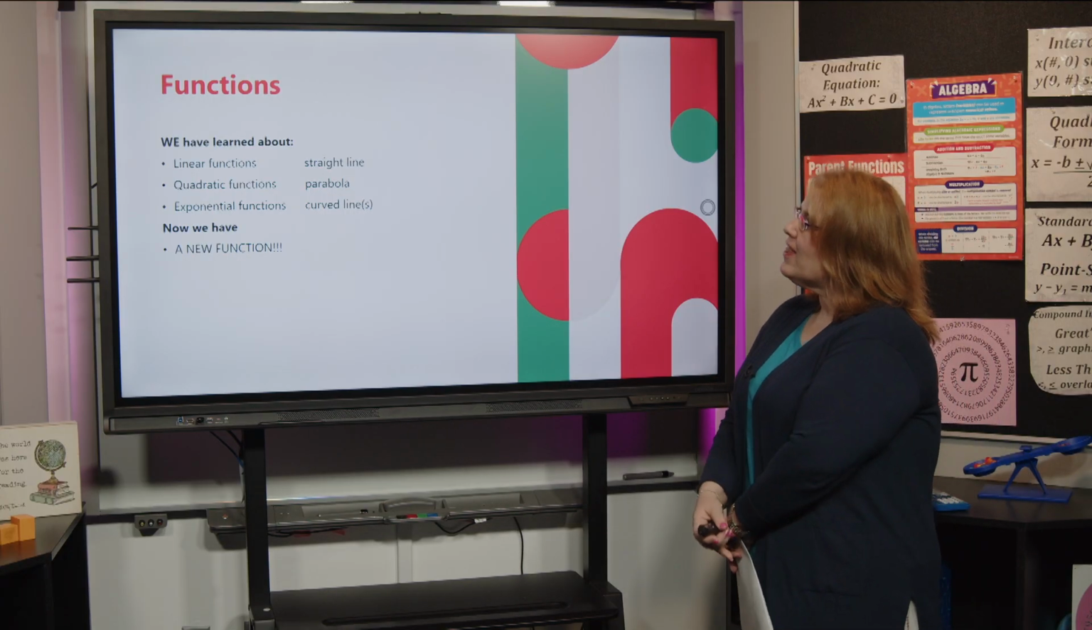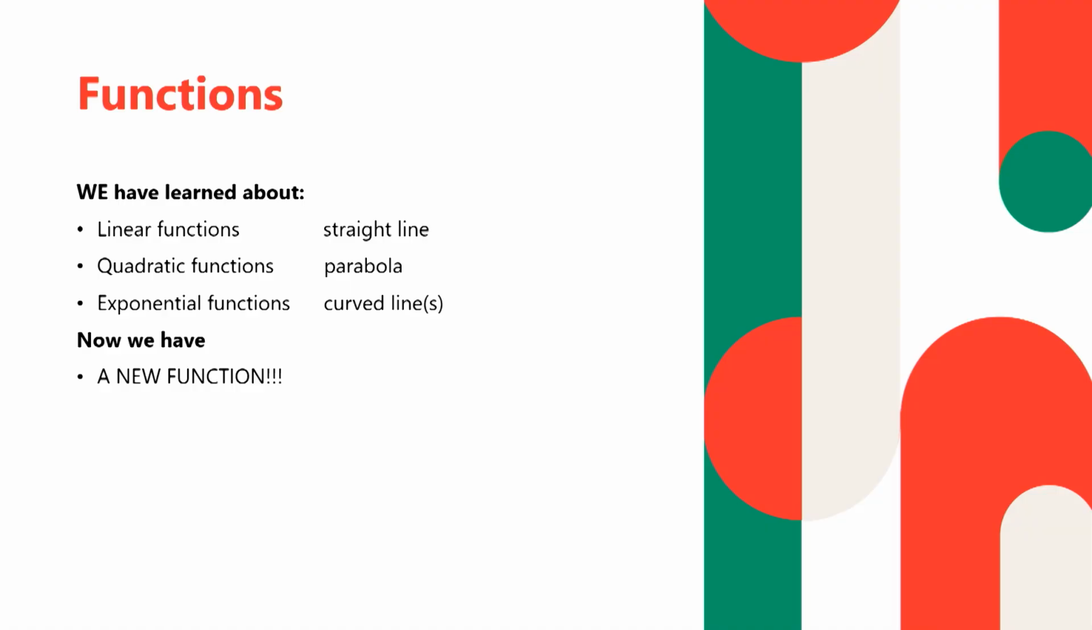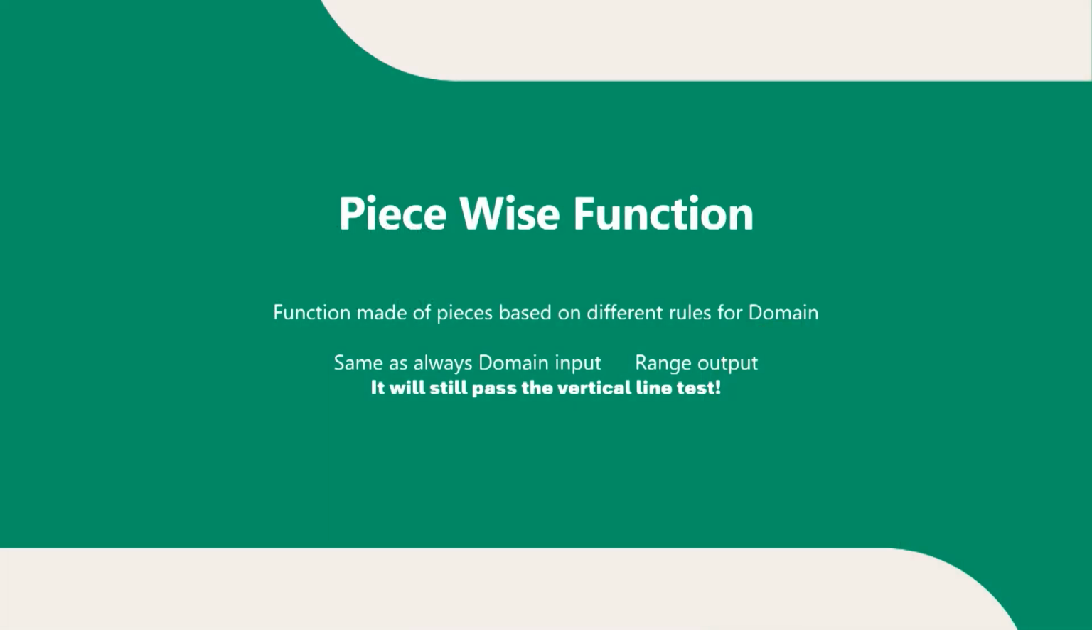So here we go. The functions we have learned are our linear, which is a straight line. We've looked at a quadratic function, which is a parabola. We've looked at an exponential function, which is curved lines. Now we've got a new one. This new one is a little different. We are looking at the piecewise function. It's a function made of pieces based on different rules for domain.